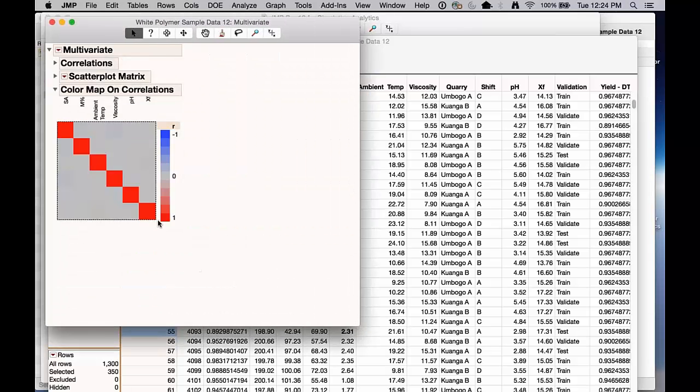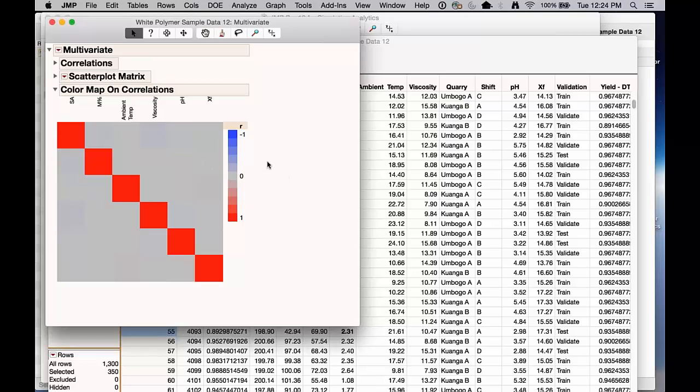And now I get something that I can easily read. I can hover over different squares here, and this is slurry amp times viscosity, and it's close to gray, which means there's almost no correlation in those inputs. Anything on the gray, there's no correlation.